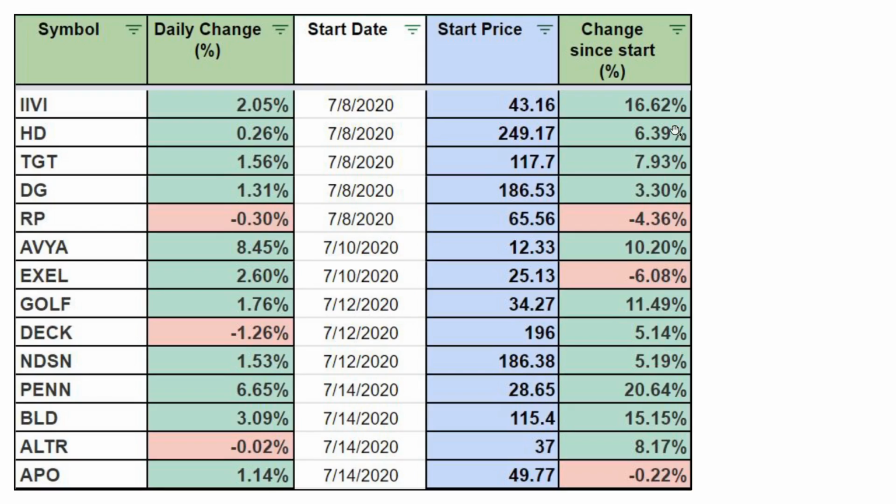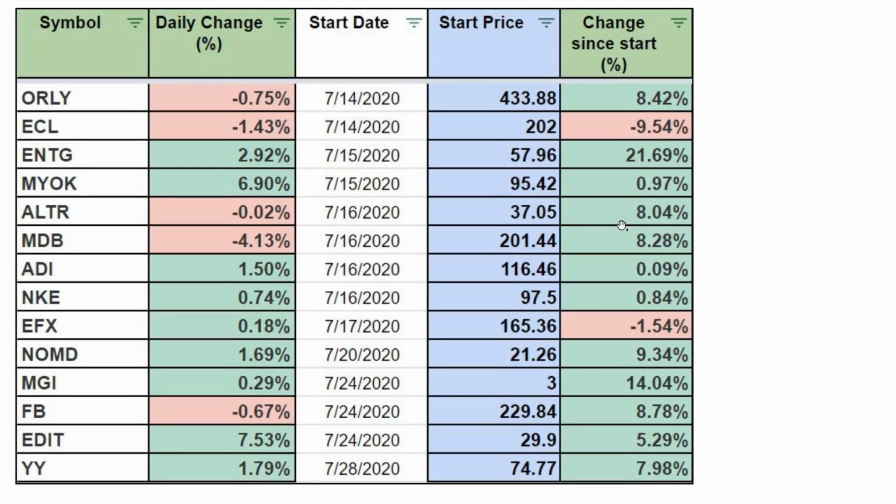The next batch of setups: 16%, 6, 7, 10, 11, 20, 50. Now compare it to those setups which did not deliver great gain: -4, -6, -0.2, very limited downside. The next batch: 21%, 8%, 8%, 8%, 14% gain, 8% gain, 8% gain. And many of them delivered that exceptional double-digit gain like in a matter of days.